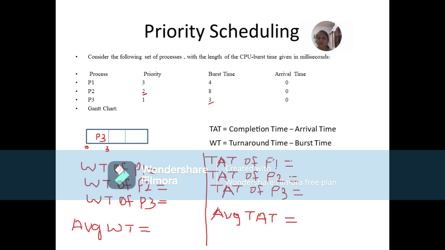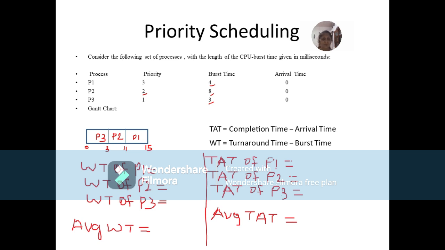Next, process P2 with priority number 2, the second priority, will get a chance to get inside the CPU. So let's write P2 in our Gantt chart. What is the burst time of P2? 8. So at time 11, P2 will be fully completed. The last process which gets a chance to get inside the CPU is process P1. Let's write it in our Gantt chart. The burst time of process P1 is 4, and 11 plus 4 is 15. So at time 15, process P1 will be fully completed.